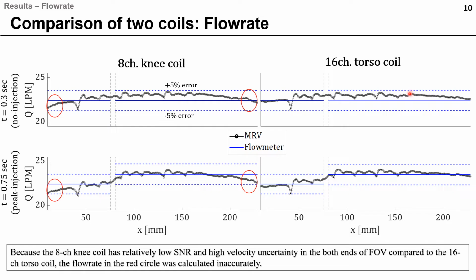However, in these red circle regions, the flow rate of the 8-channel coil decreases very rapidly. This is because the 8-channel coil has relatively low SNR and high velocity uncertainty at both ends of the FOV compared to the 16-channel torso coil. So the flow rate in this circle was calculated very inaccurately.